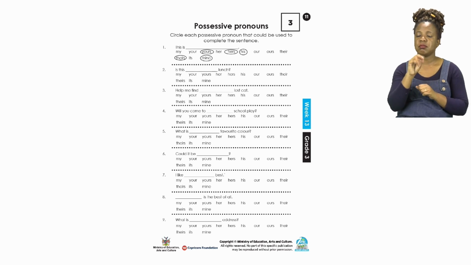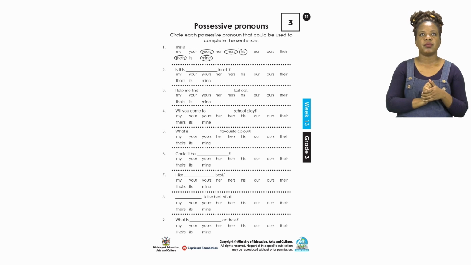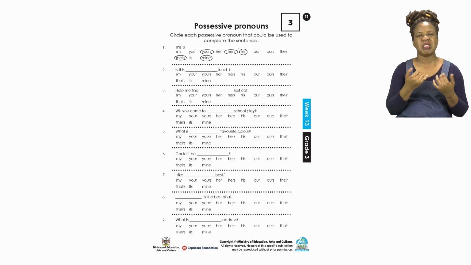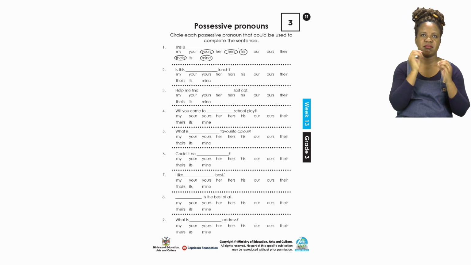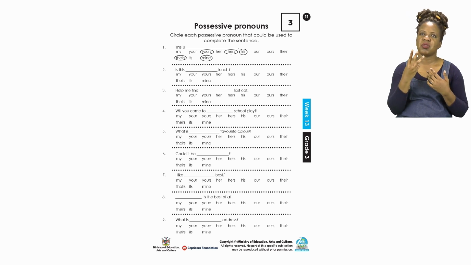Now, possessive pronouns are words that show ownership, what belongs to whom. In this case, we have 9 sentences that we need to choose possessive pronouns. Now, this one is a little bit tricky because you can actually have more than one possessive pronoun to put in the sentence. Remember, you are going to be circling so that you'll be able to try and use the different ones. We're going to do number 1 together and see how they got all their answers.